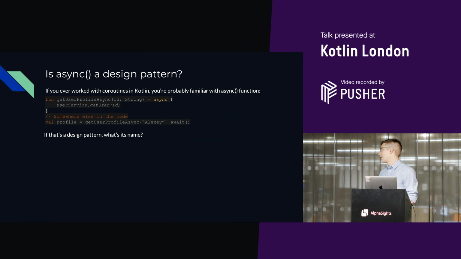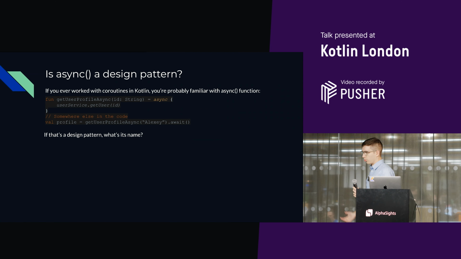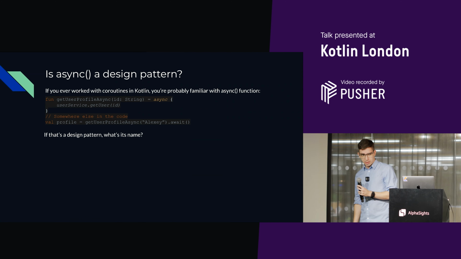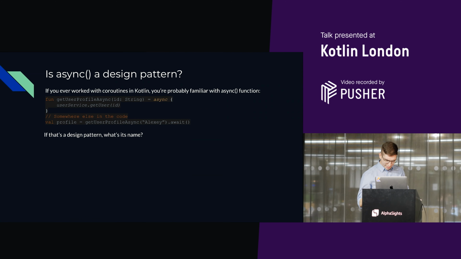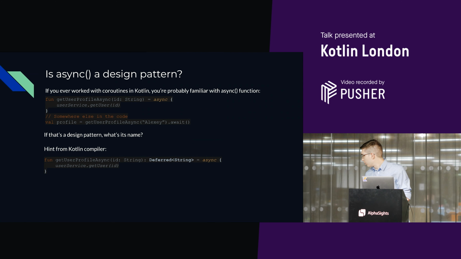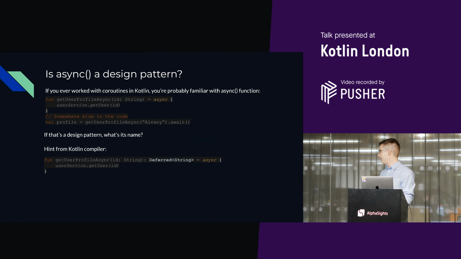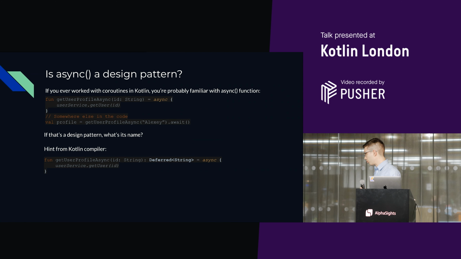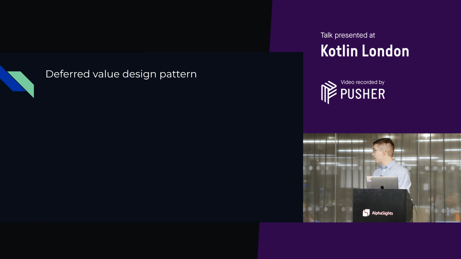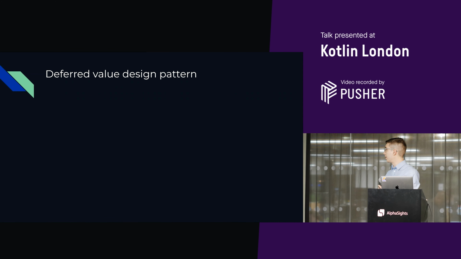So if it's a design pattern, it's quite easy to guess that this is a design pattern, because that's the name of my talk. But what's its name? Anybody want to guess? So the Kotlin compiler and Kotlin IDE actually give us a hint. If we look at the signature, we see that async actually returns us something called Deferred. And yeah, this design pattern that async implements is called deferred value.